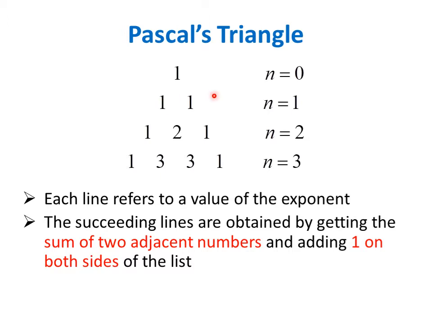So we have here 1 and 1. These two numbers are adjacent, so we add them. So 1 plus 1, that is 2. And we have to add 1 on both sides of the list.